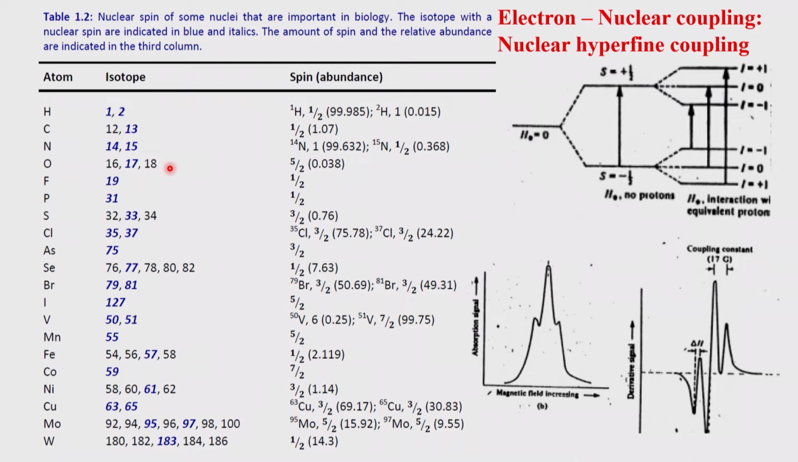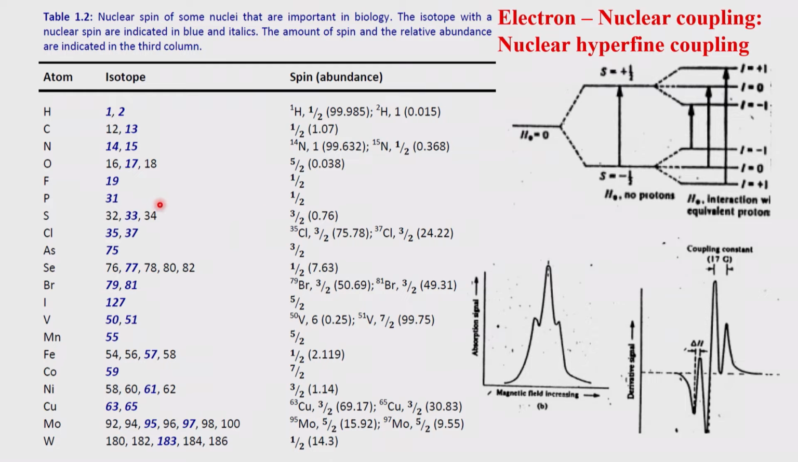Oxygen 16 and 18 have I equal to 0, and 17 has I equal to 5/2, that should couple, but if you see the abundance, such a low abundance, you can completely ignore. That means if any oxygen ligand is bonded to your metal, you can forget about the nuclear hyperfine coming from that. But when you have a nitrogen connected to your metal, the oxygen case you can completely forget, no hyperfine, but nitrogen yes hyperfine, and this is I equal to 1 with more than 99% abundance. So therefore it should be considered.